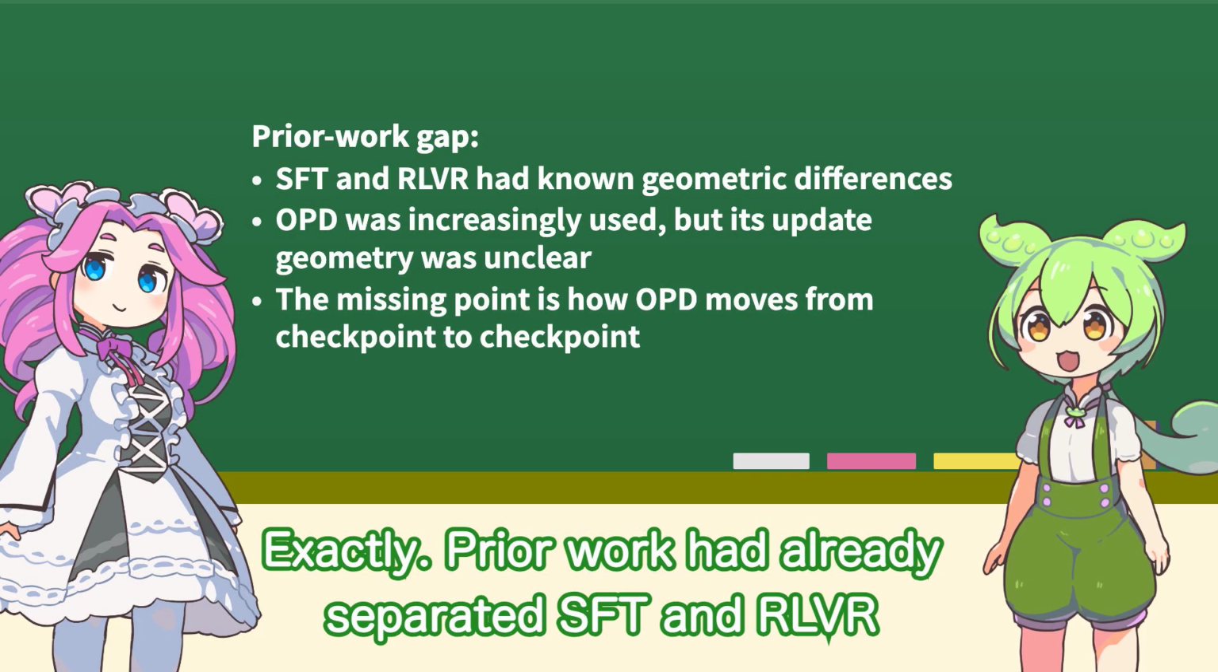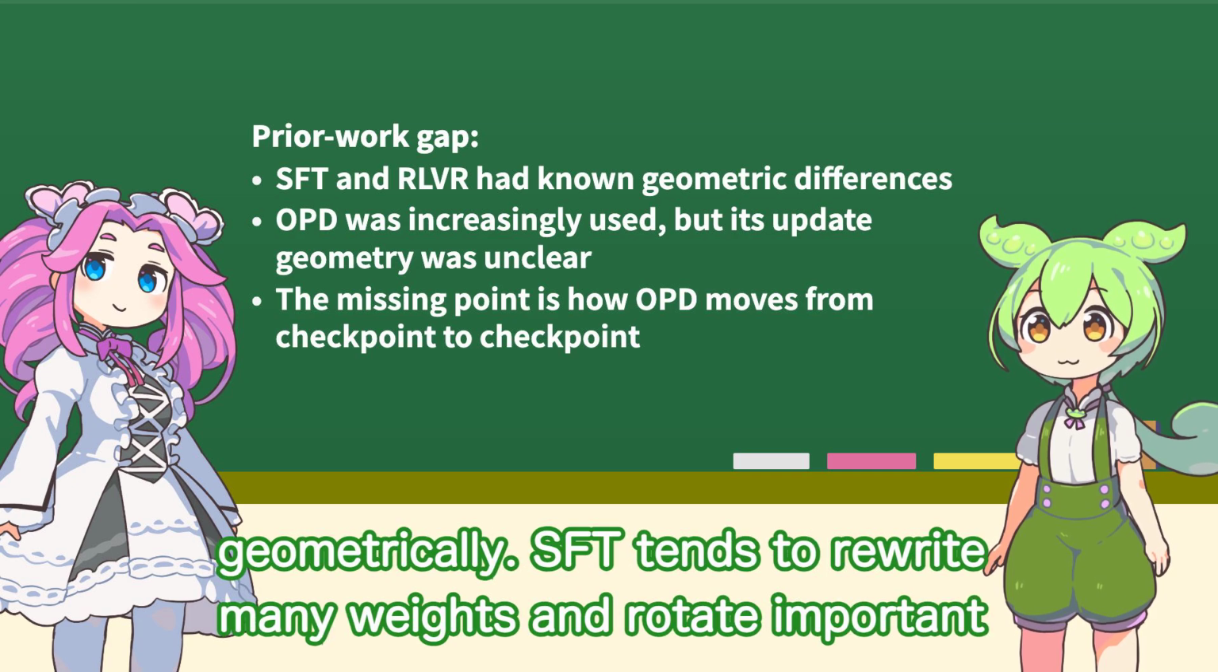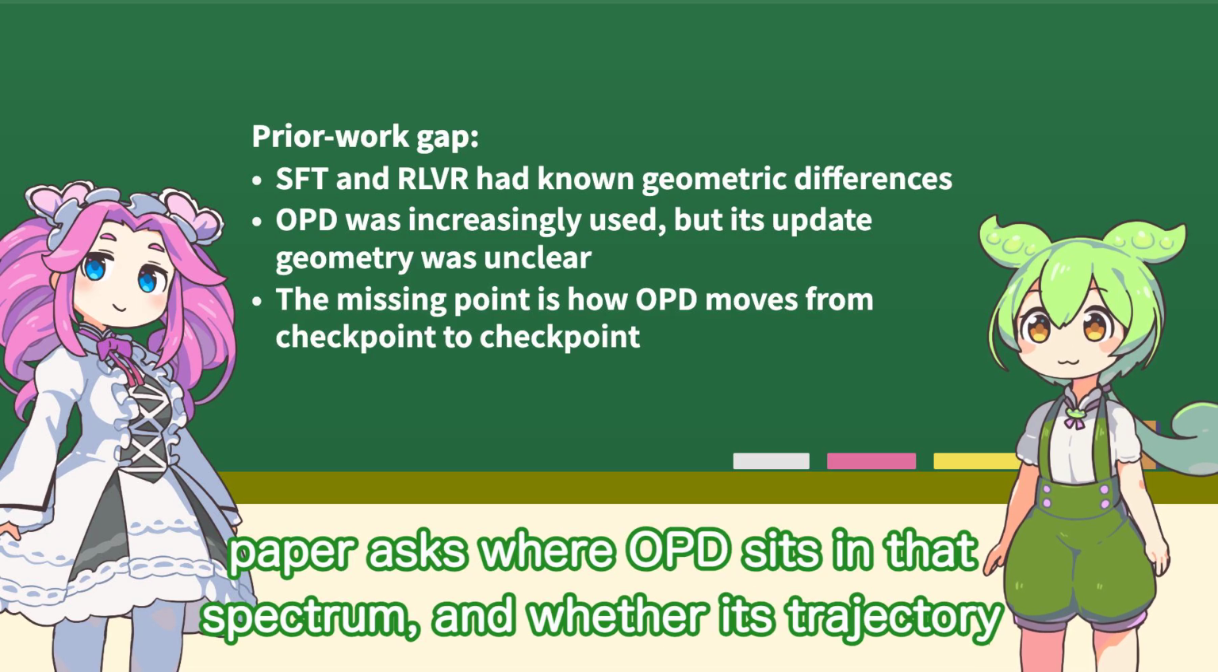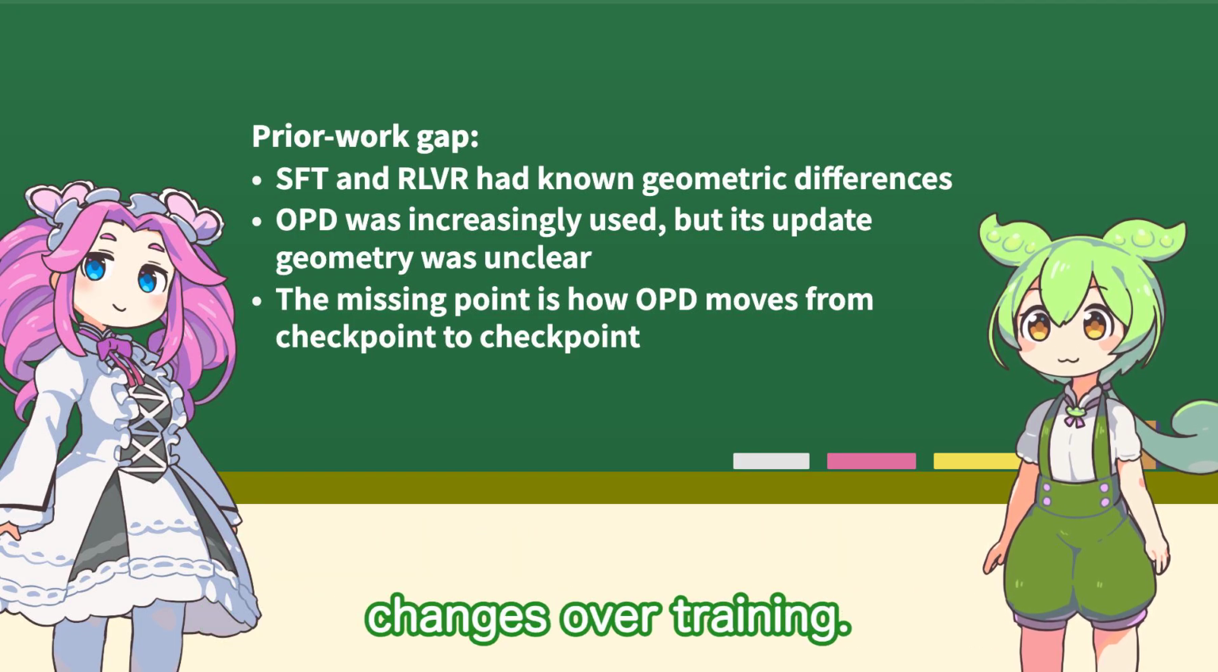Exactly. Prior work had already separated SFT and RLVR geometrically. SFT tends to rewrite many weights and along important principal directions. RLVR tends to be sparse and off-principal. This paper asks where OPD sits in that spectrum, and whether its trajectory changes over training.